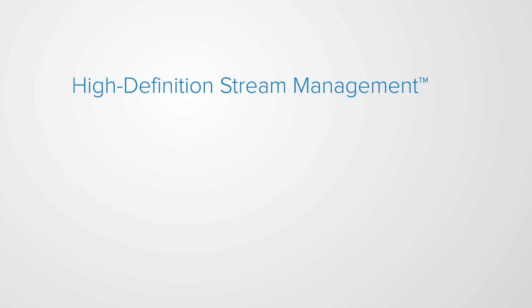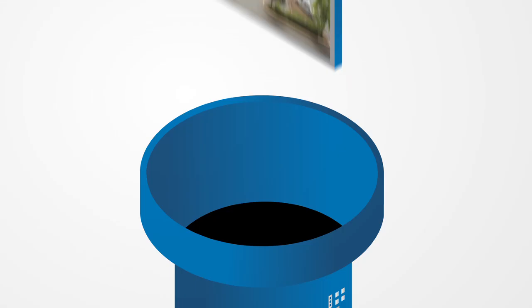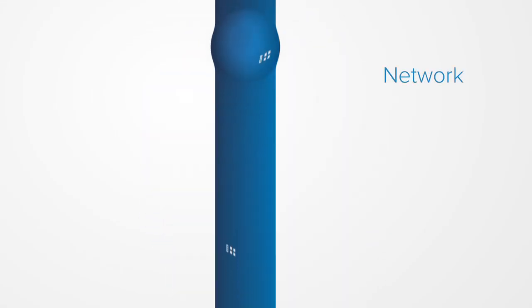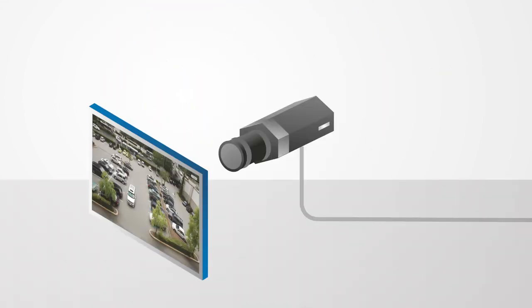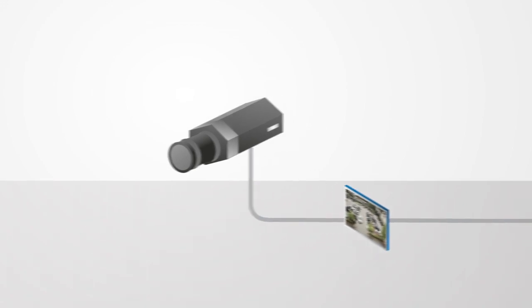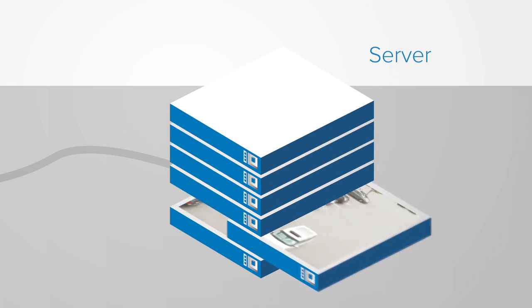High Definition Stream Management, or HDSM, makes it easier for Avigilon surveillance systems to provide unparalleled image detail and process all that heavy HD data without overloading or slowing down your network or workstation. This is how it works. HDSM intelligently stores all your recorded HD footage on your server in small packets with descriptive labels, making it quick and easy to access footage when you need it.